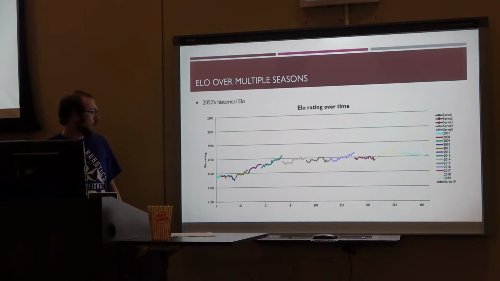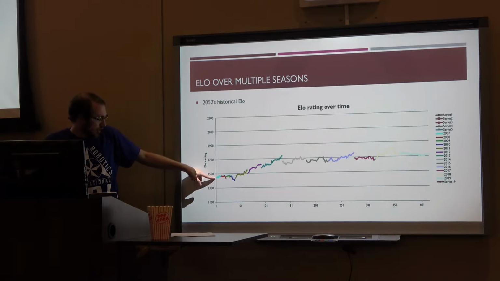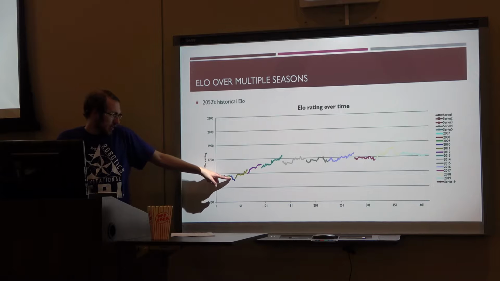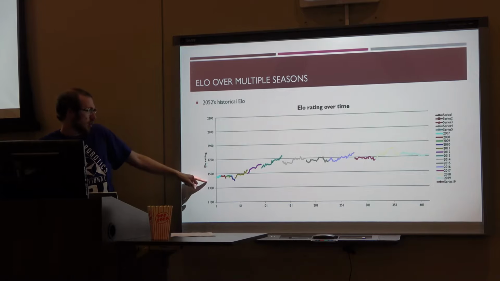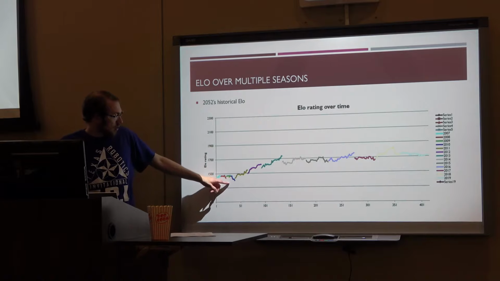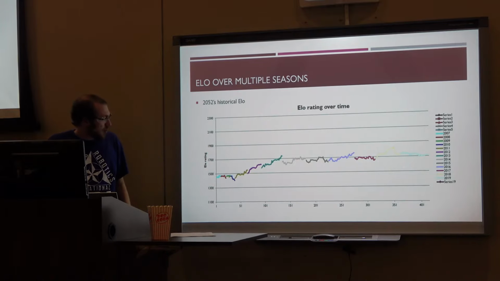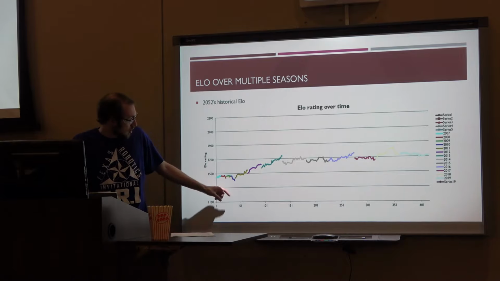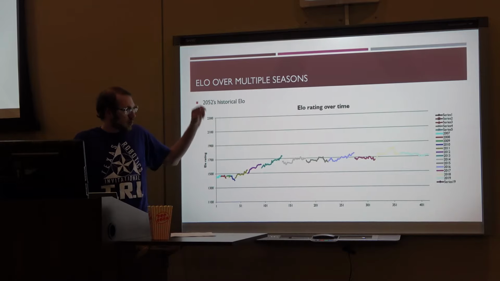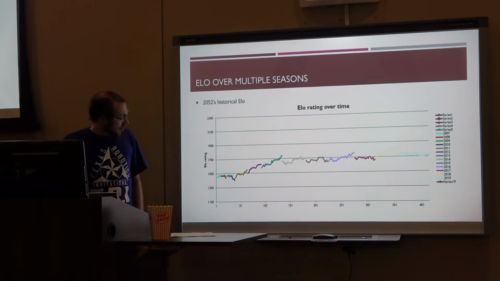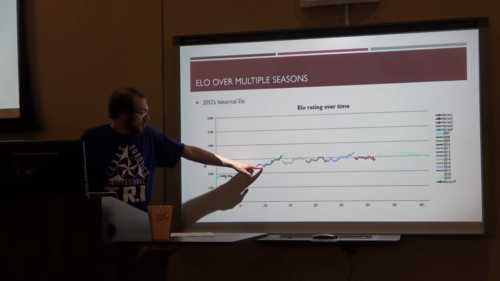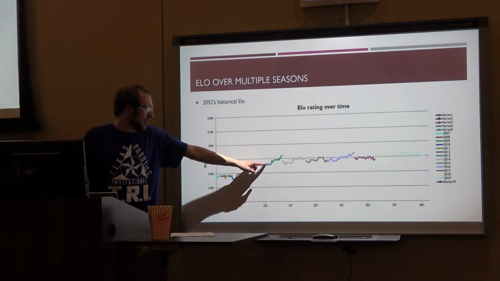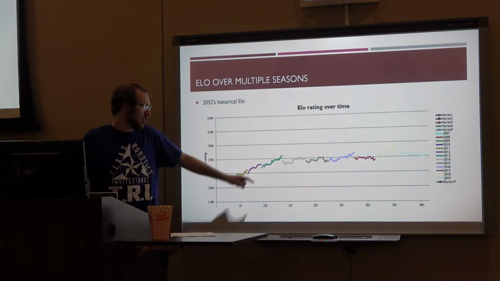Here's a quick graph I have of 2052 and their ELO rating for each season. You can see they start out at a rookie ELO of 1450, and they stay at around 1450 for the first couple of seasons. And then they got a little bit better and have stayed pretty good for the last couple of years. Each little data point down here is a match, so you can see where teams do well, you get these little spikes, and where they underperform, you see them go down.